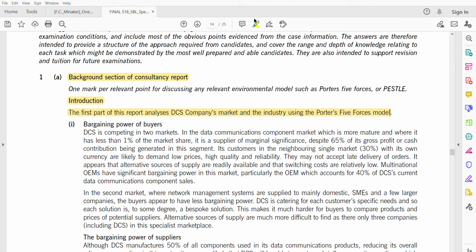The first part of this report, analysis, DCS companies. Which company? Don't just write this report analyzes the industry using Porter's five forces. You have to mention the industry. Which industry? Which market? DCS companies market. Have you seen how they are utilizing their case study? By mentioning DCS company, right? So the first part of this report analyzes DCS companies market and the industry. It analyzes the market and the industry.